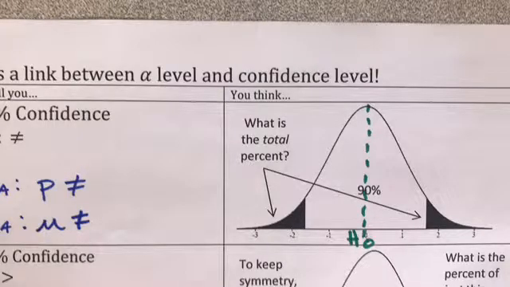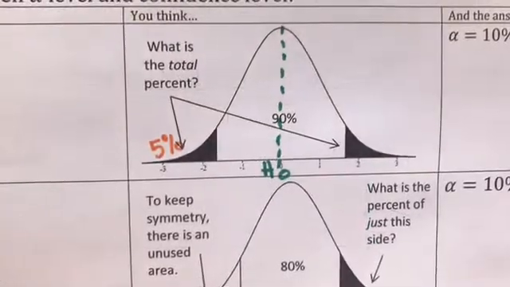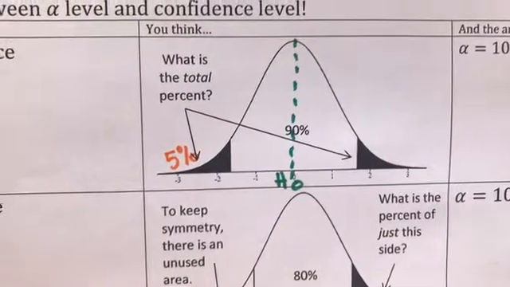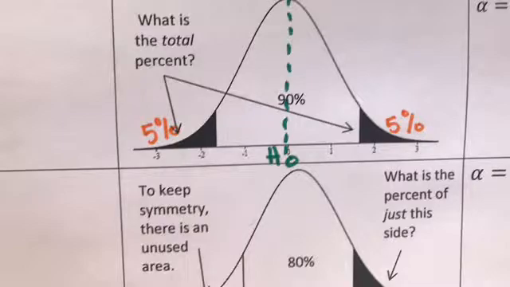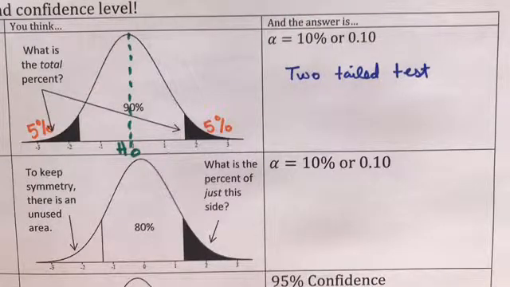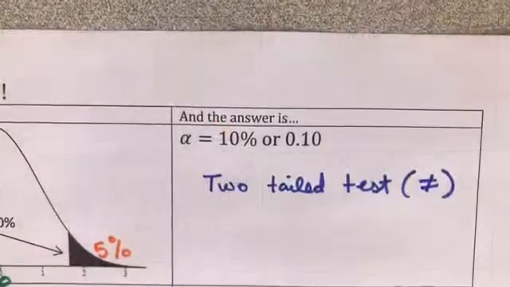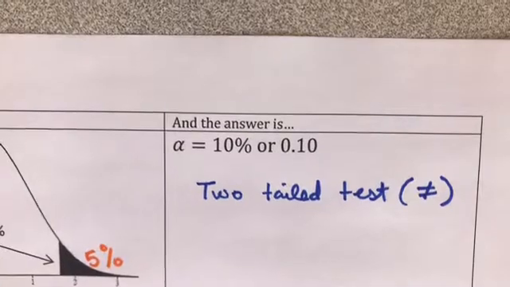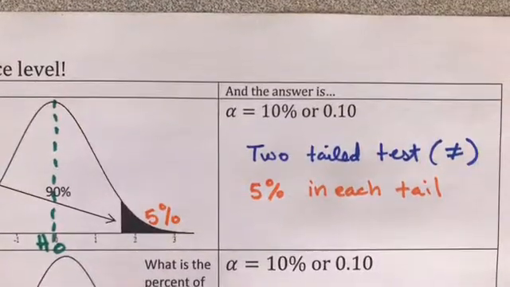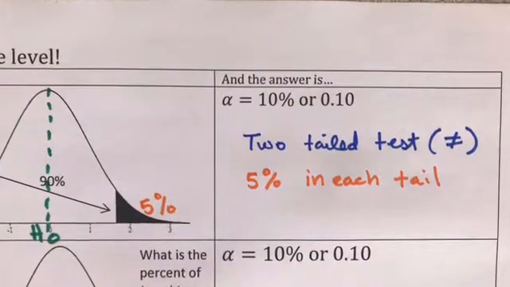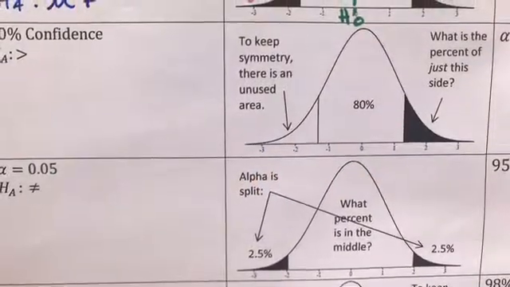So 90% confidence means we've got 90% in the middle, and then between the two tails, we'd have 5% in each of the tails, the lower tail and the upper tail. Now, in a significance test, this would be centered around the null hypothesis, and we'd call this a two-tailed test. That's because we use the does not equal in the alternate hypothesis. So we would leave 5% in each tail, which would total to a 10% alpha.